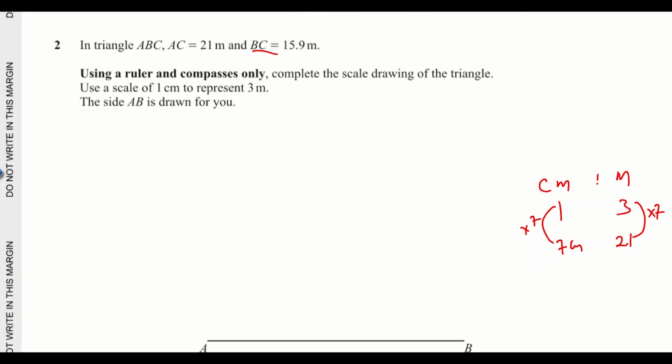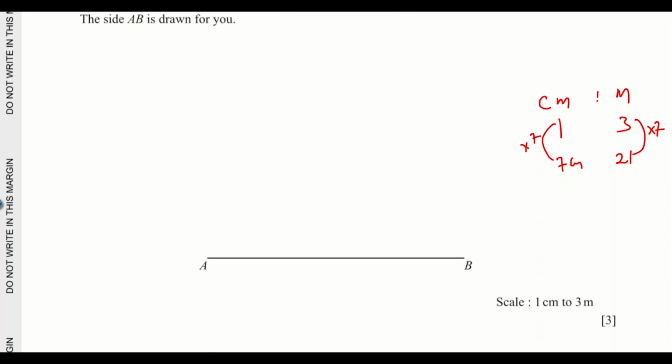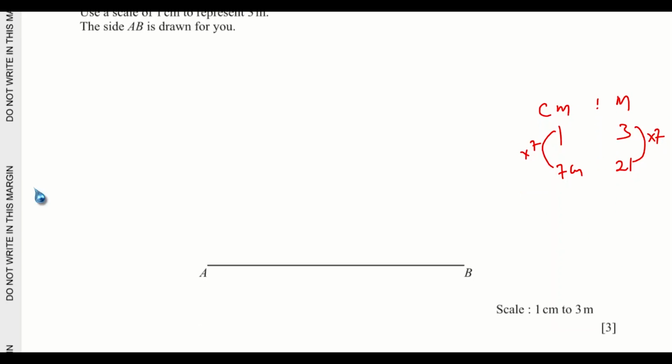BC is 15.9 meters. So you can also do 15.9 here. What was done to 3 to become 15.9 meters? It is multiplied by 15.9 divided by 3. So you do the same thing here, 15.9.